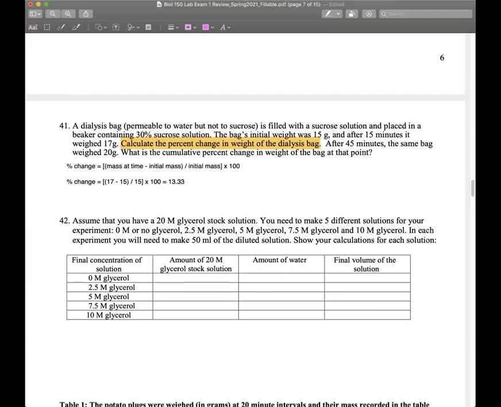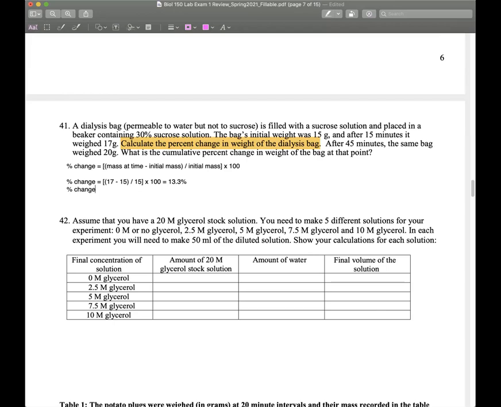So 13.33%. It's 33? Do we agree with 33? No, I think 33.3 is for 20 grams minus 15 grams. Oh, okay. And then it's 13.3%. All right. Yeah, so 13.3 is for the 17, and then that other one was our cumulative percent change after 45 minutes.